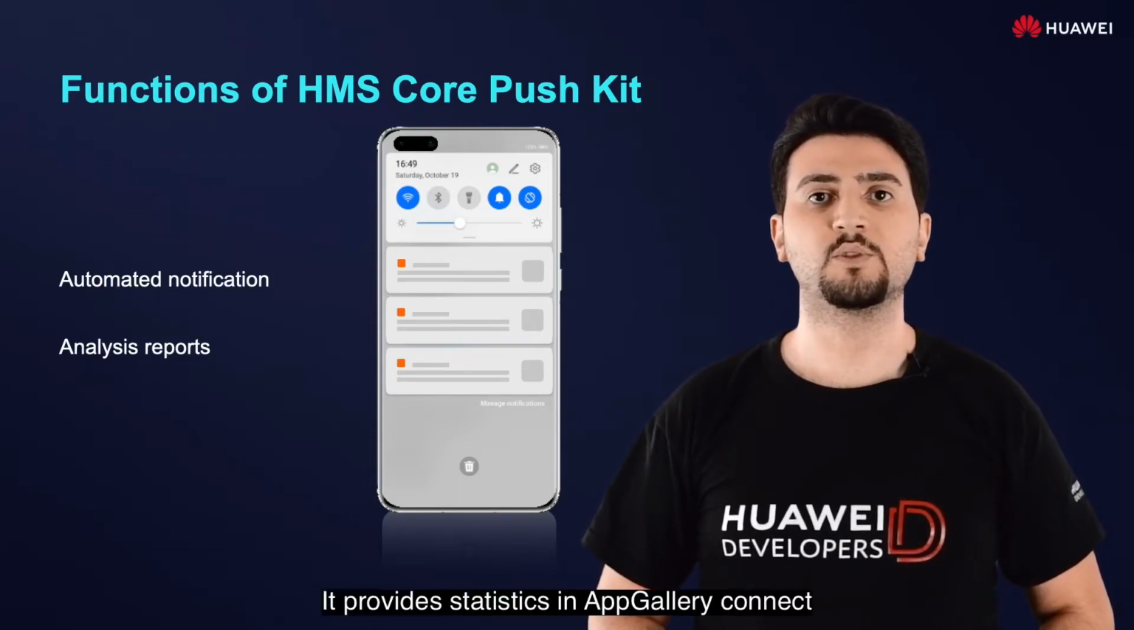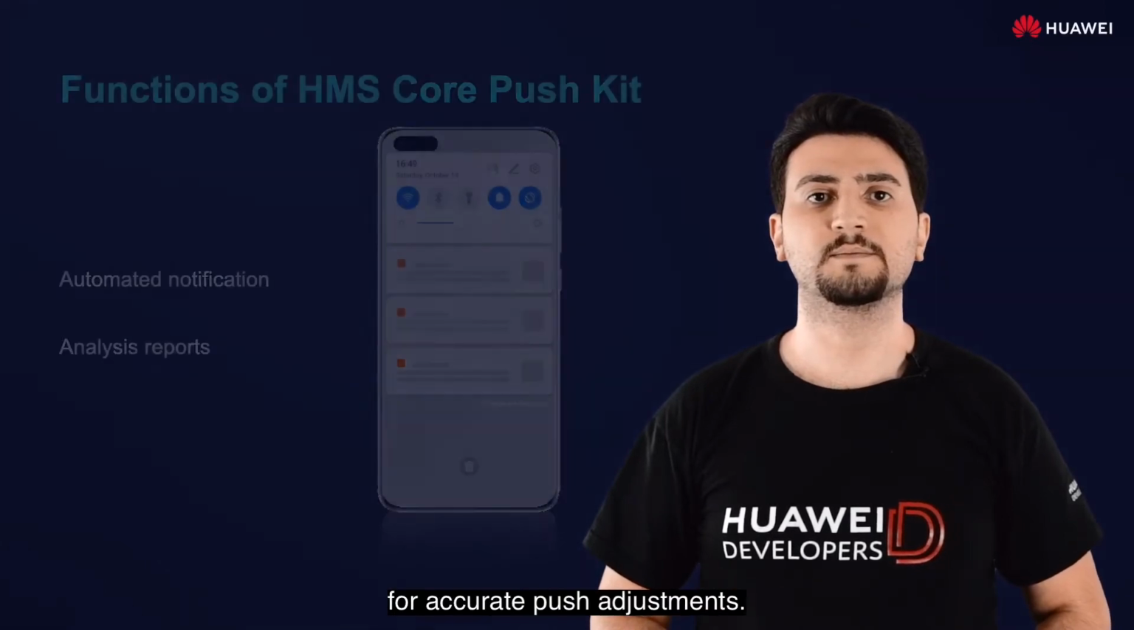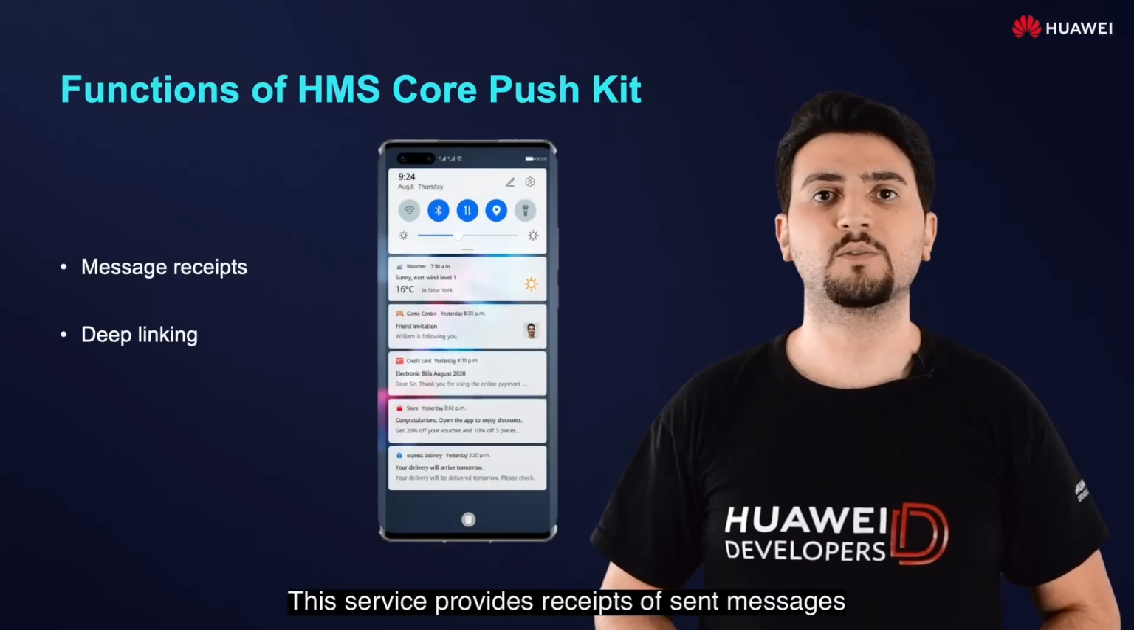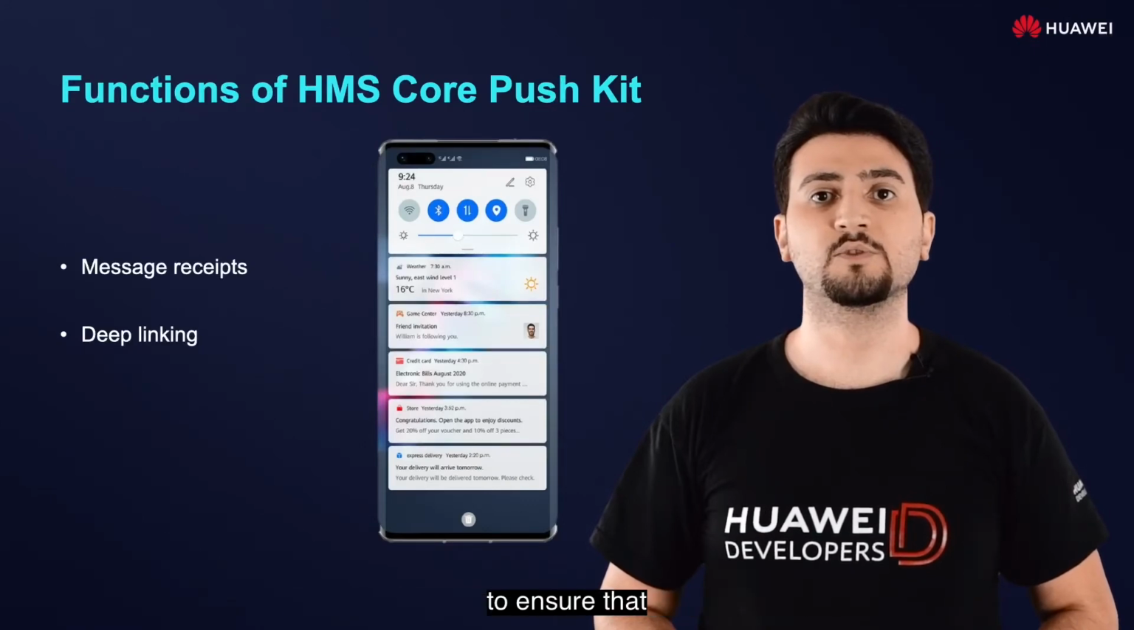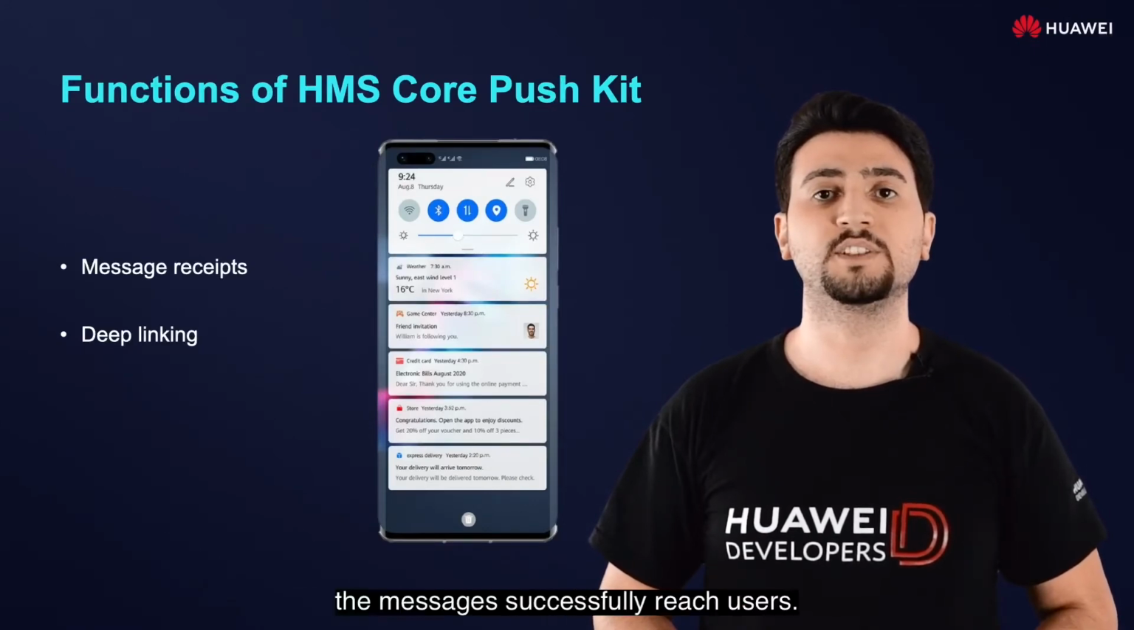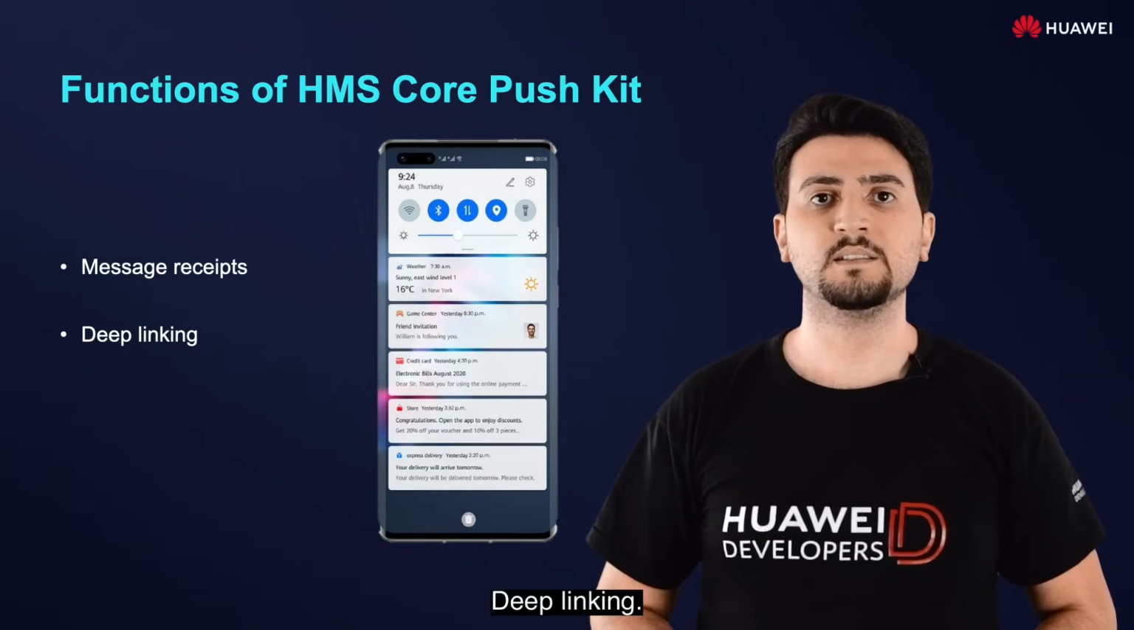Analytics reports: it provides statistics in AppGallery Connect for accurate push adjustments. Message receipts: this service provides receipts of sent messages to ensure that the messages successfully reach users. Deep linking: Push Kit directs the user to any specific location within your app with just one tap.